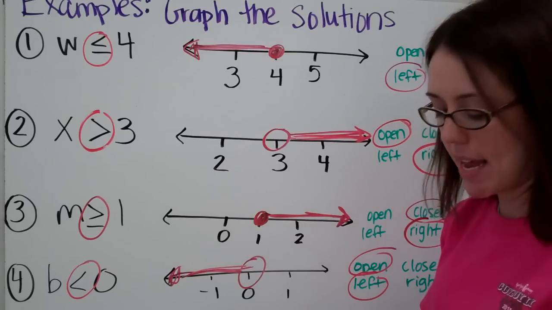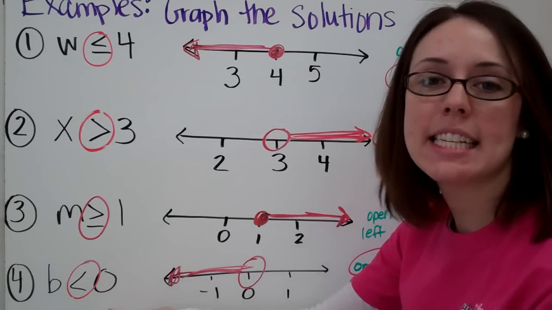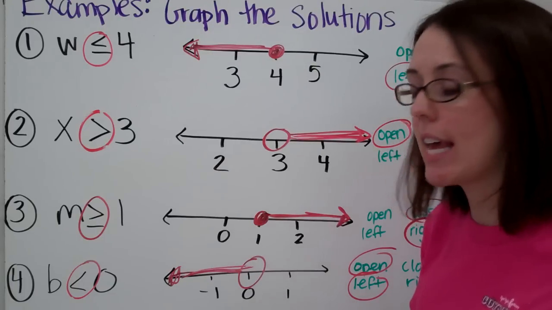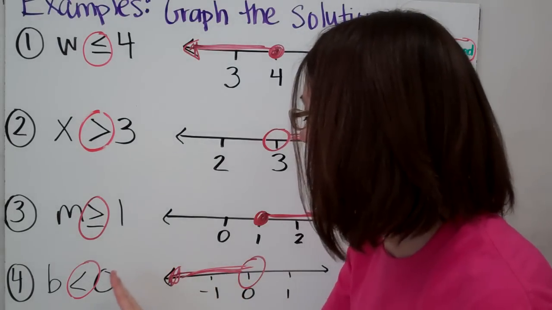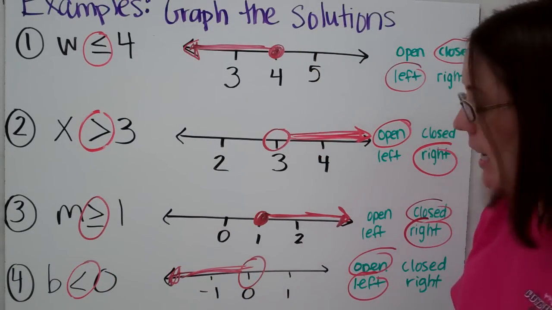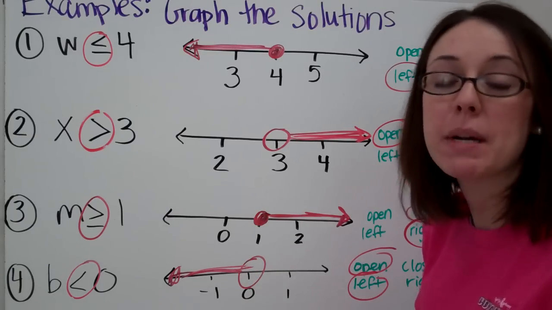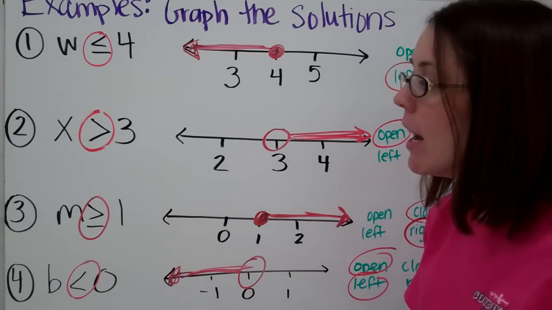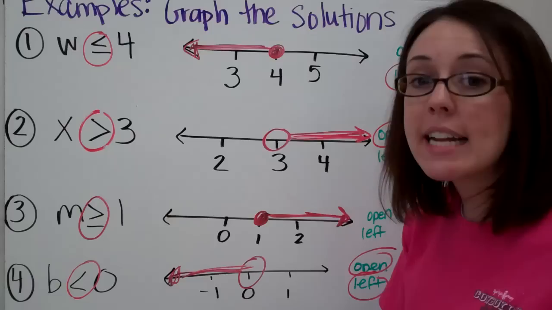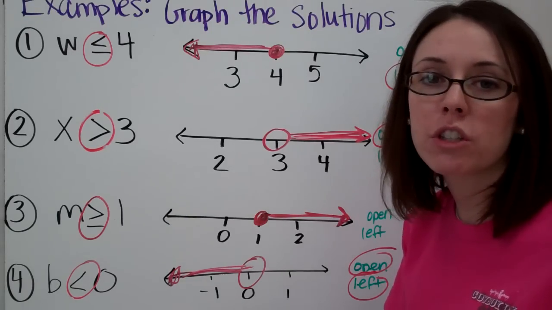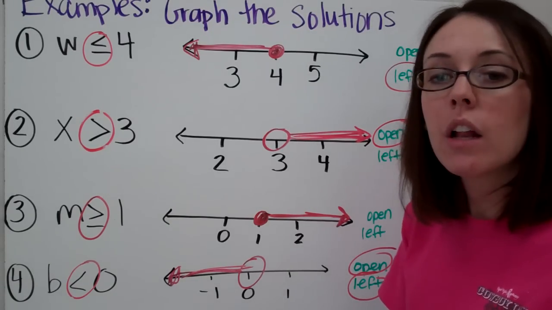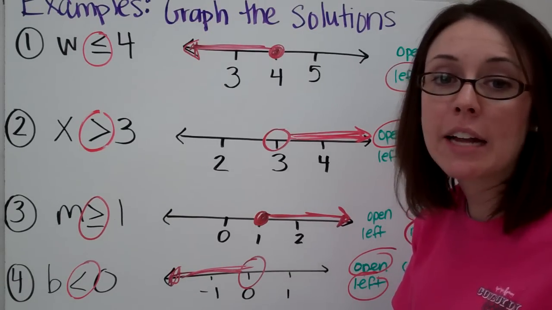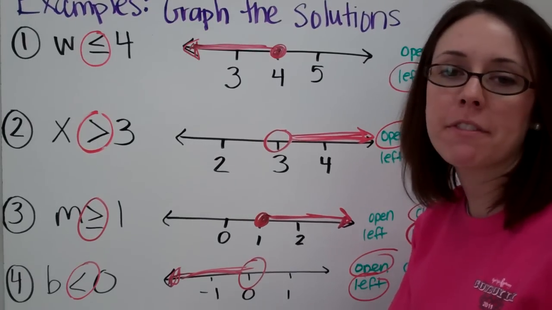Now, what does that mean? That means that b can be any number less than 0. Any number smaller than 0 is a solution. 0 is not a solution because the circle is not shaded. That's how we graph inequalities. Remember, if it's an open circle, it is not a solution. If it's a closed circle, it is a solution. Look at your inequality symbol to decide, do I shade to the right or to the left?